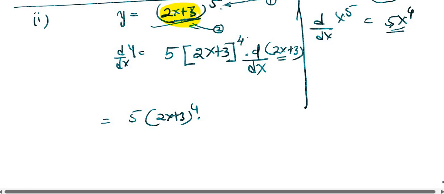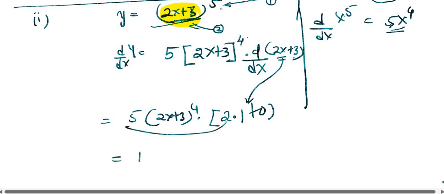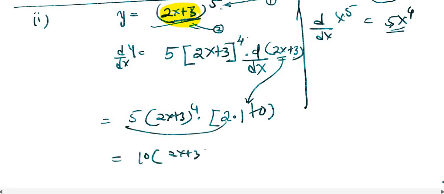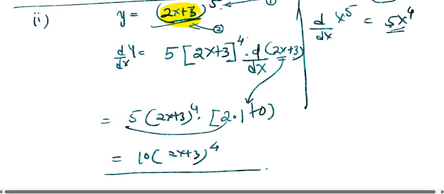And what is the derivative of 2x? The derivative is 2 into 1, because the derivative of x is 1. And the derivative of 3 is 0. So this is my answer. You can join it here. So 10 times (2x plus 3) power 4. This is my answer.